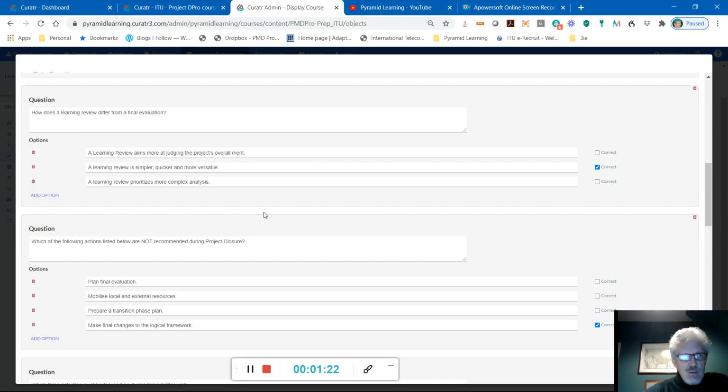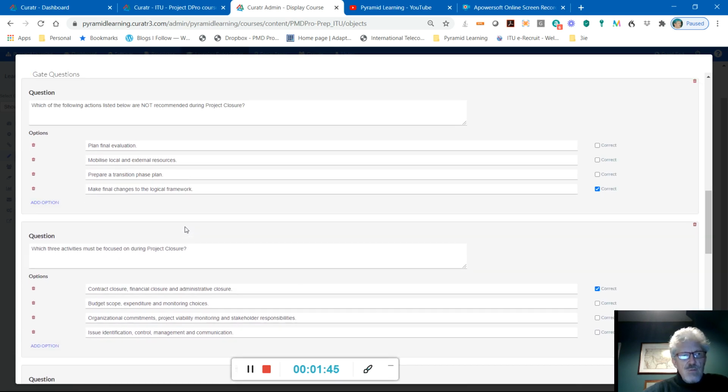And here we've got a similar question. How does a learning review differ from a final evaluation? Simpler, quicker, more versatile. The first option is more about an evaluation, it could be an ex post evaluation, so the correct answer is B. Moving on, which of the following actions are not recommended during project closure? Clearly the last one, you could probably guess this one. You don't want to be changing the log frame at this time, because hopefully we've done all the work. So the correct answer is D.